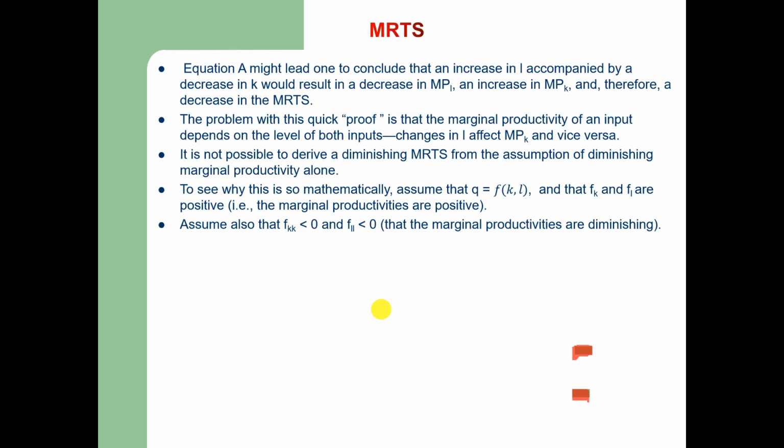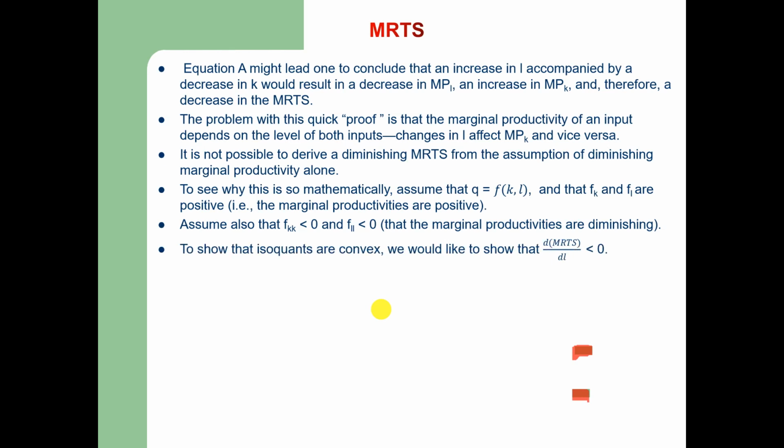So this means that if we take the derivative of the marginal productivity of capital with respect to capital, that is negative, less than zero. Similarly, the change in the marginal productivity of labor with respect to labor, that is the second order partial derivative of labor, is also negative. So it means that the marginal productivities are diminishing, they are going to decline.